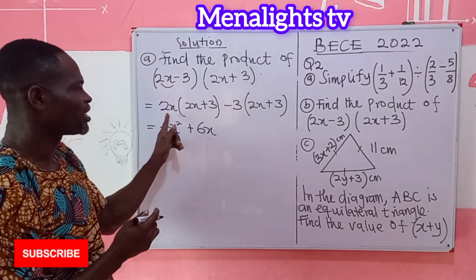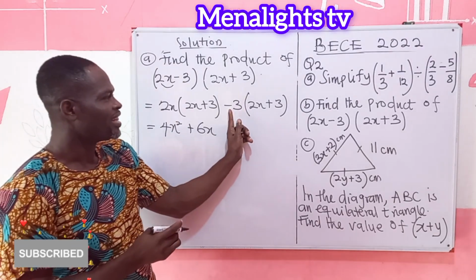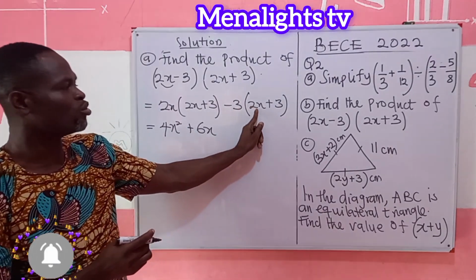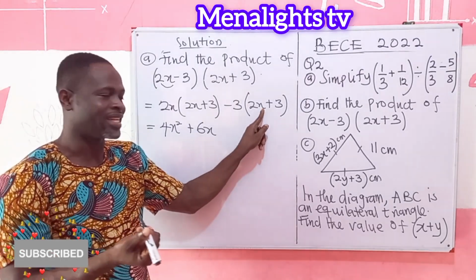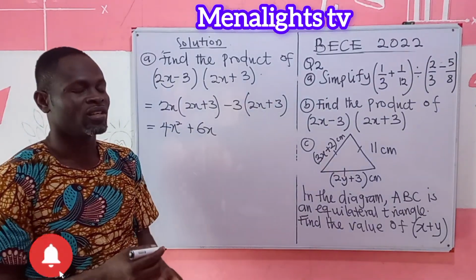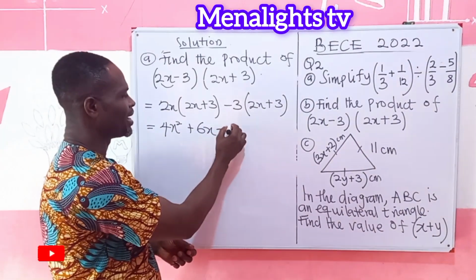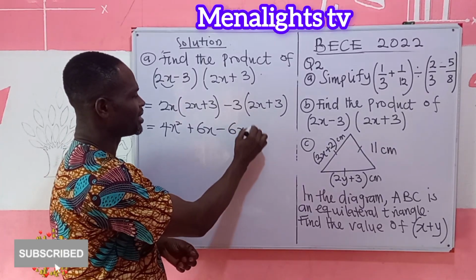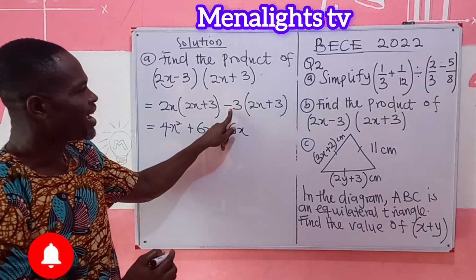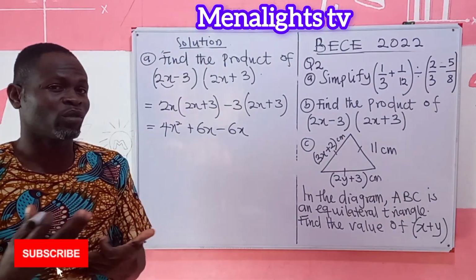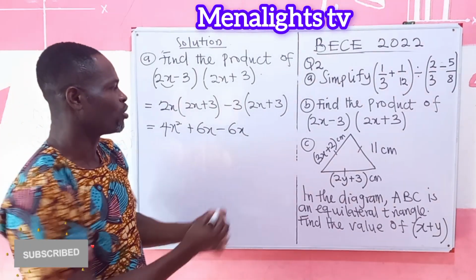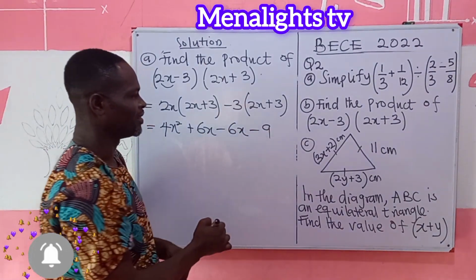Then we are done with the first bracket. Then we come to the second one. Negative 3 times 2 will give us what? Negative 6. Then we introduce the x there. Or negative 3 times what? 2x. So minus 6x there. Then negative 3 times positive 3. The negative will have dominion over the positive. So it becomes what? Minus 9.